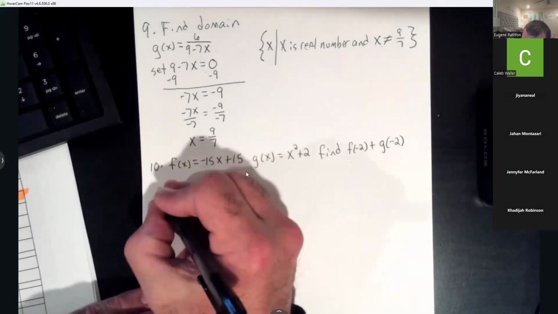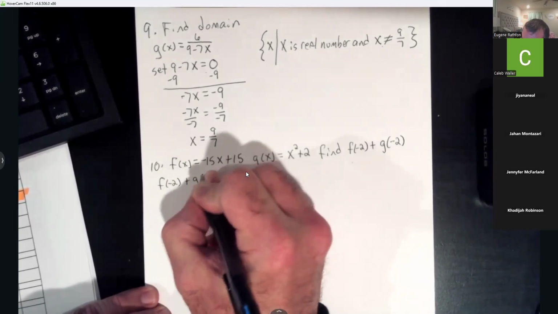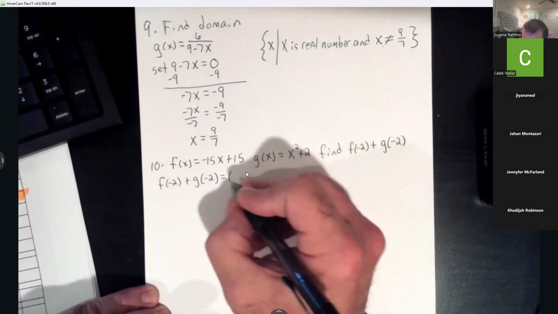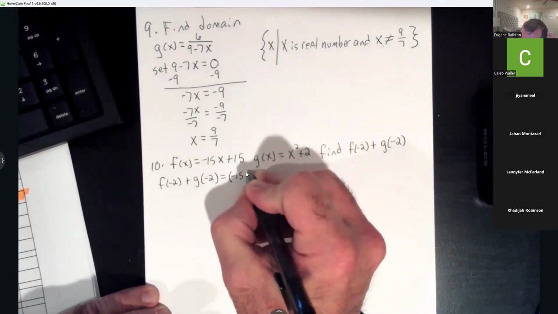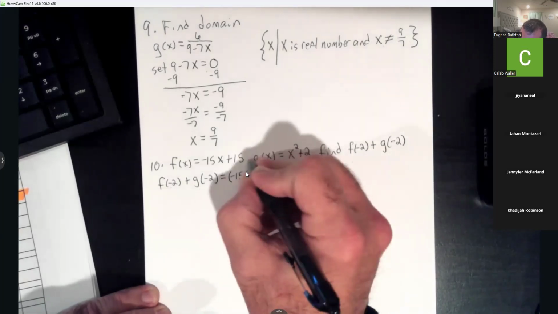All right, y'all, here we go. F of negative 2 plus g of negative 2 will equal my f, which is negative 15, times x, which is negative 2, plus 15.